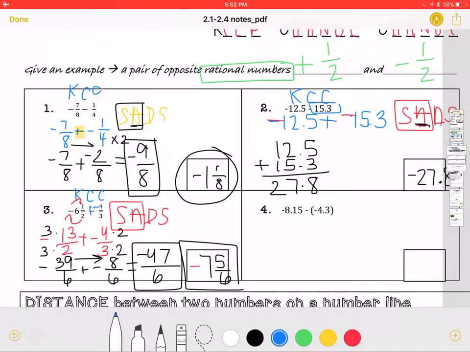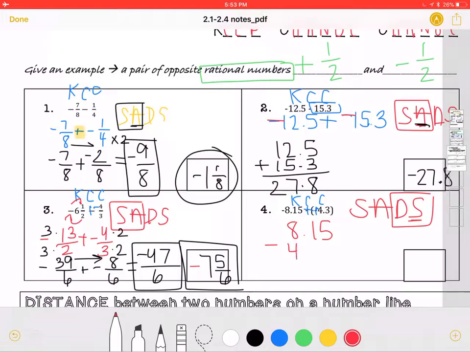Again, first thing you should do when you see subtraction is keep, change, change. Change that subtraction to addition. Change that negative to a positive. So now I have a negative and a positive number. Now when I'm thinking of SADS, guess what? They have different signs. So that means I'm going to subtract them. When I'm subtracting my decimals, not only do you line them up, but you put the larger one on top.